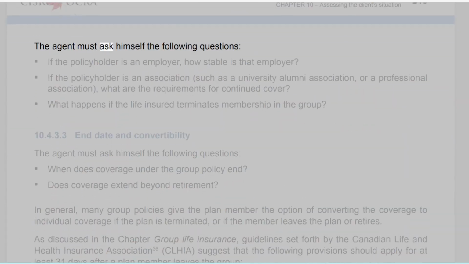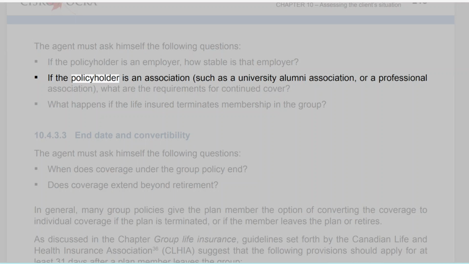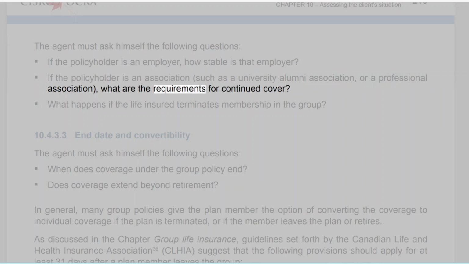The agent must ask himself the following questions. If the policyholder is an employer, how stable is that employer? If the policyholder is an association, such as a university alumni association or a professional association, what are the requirements for continued cover? What happens if the life insured terminates membership in the group?